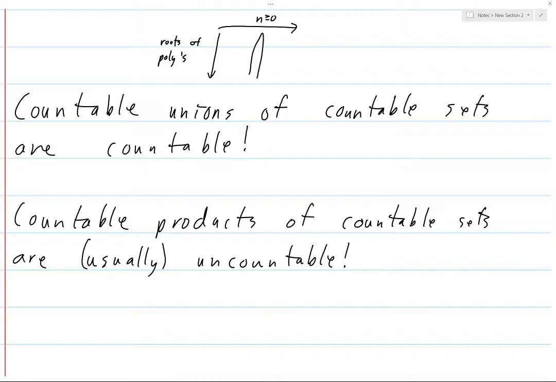And to get the algebraic numbers, we take the union over all n greater than or equal to 0 of roots of polynomials of degree n. There are countably many positive integers n, and for each of these integers there are countably many roots that you can obtain from polynomials of this degree, because there are countably many polynomials of this degree, and each polynomial can have at most finitely many roots.